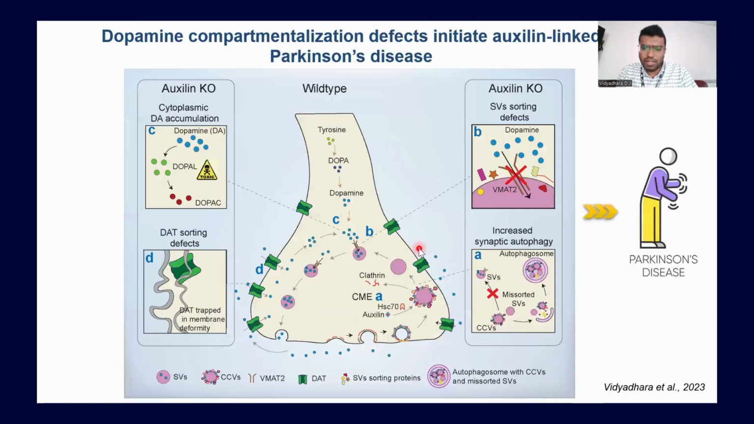So overall, that's where we really stand. Due to the clathrin-mediated endocytosis deficit, there is this CCV accumulation and misordered SVs, which is ultimately increasing synaptic autophagy, which might be stressing axons, causing these weird axonal deformities. And we also saw possible synaptic vesicle membrane sorting defects, which is ultimately leading to cytoplasmic dopamine accumulation and possibly toxicity.